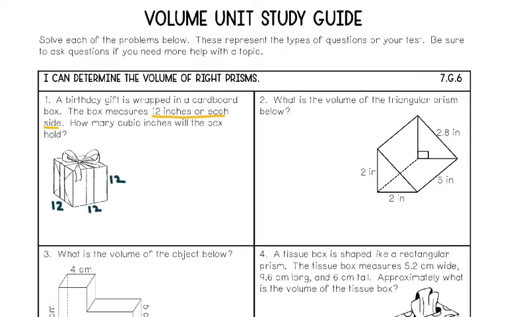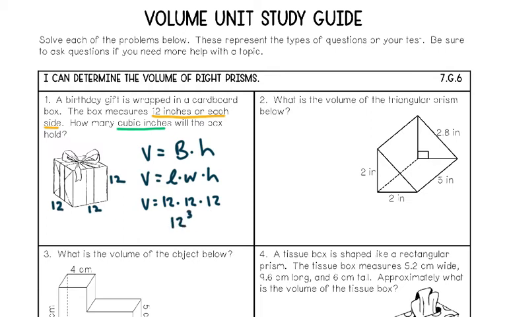In the problem, it tells me that the box is measured 12 inches on each side. So I know that this is a cube, and I need to know how many cubic inches the box will hold. So I need to find the volume of a cube. For any prism, I'm going to use the formula area of the base times the height. Since the base is a square, I'm going to find the length times the width times the height, and then I know that they're all the same number. So I'm going to do 12 times 12 times 12, or 12 to the third power. That exponent of 3 means cubed, so 12 cubed will give me the same thing, which is 1,728 cubic inches.